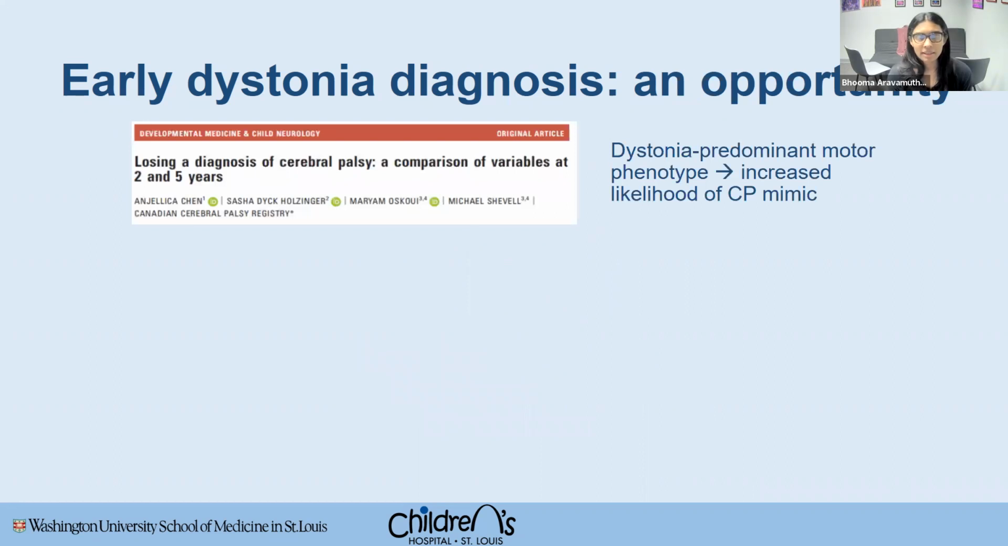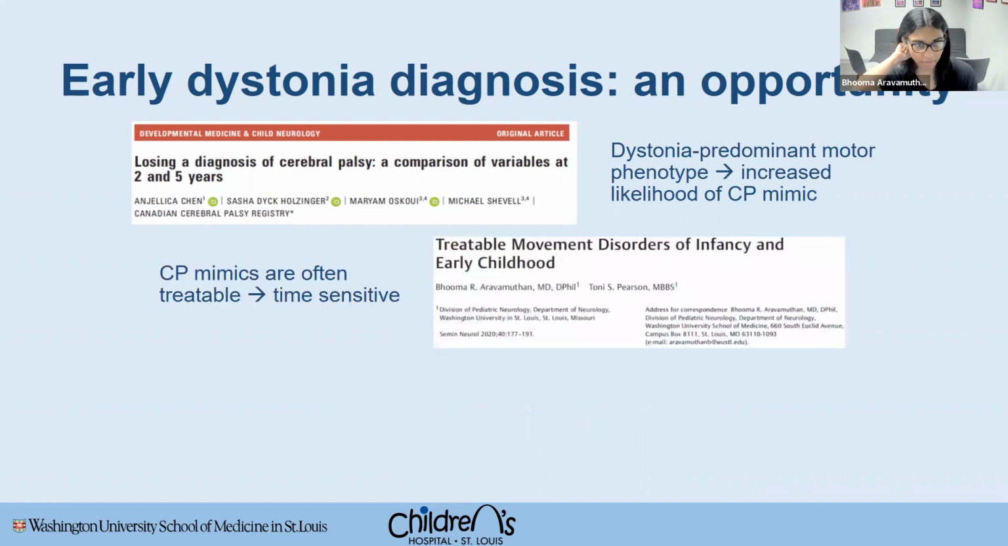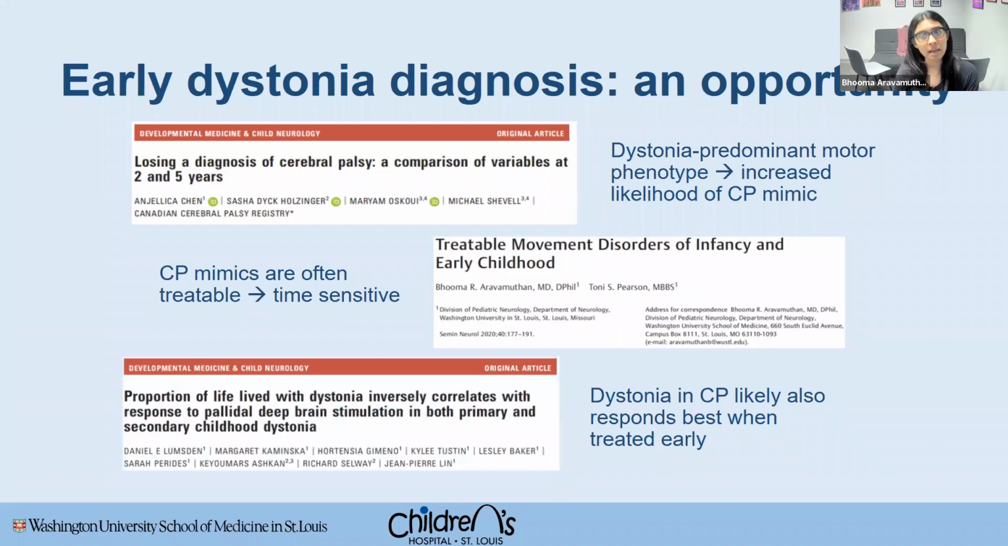The opportunity here is that identifying dystonia early can have clear management implications. So early onset dystonia in people that present with the CP phenotype, there's a higher likelihood of a CP mimic. And often those CP mimics are treatable, but need to be treated in a time-sensitive manner. And lastly, even if that dystonia is associated with true CP, as I mentioned earlier, treating dystonia early is likely to yield better outcomes, meaning you're more likely to be able to decrease the dystonia with early treatment compared to late treatment. So identifying dystonia early and accurately is important.